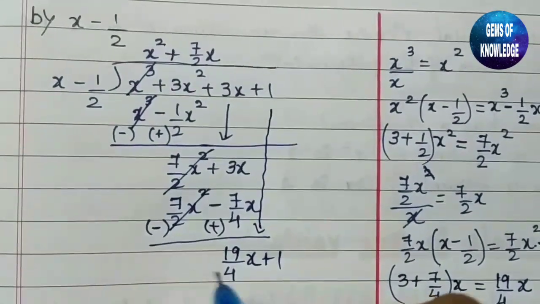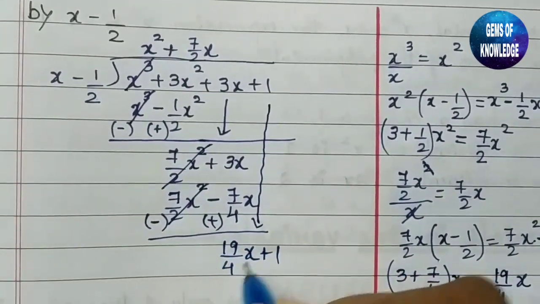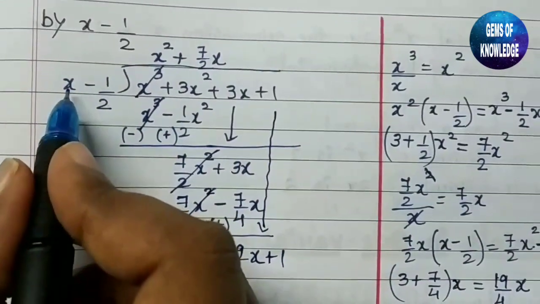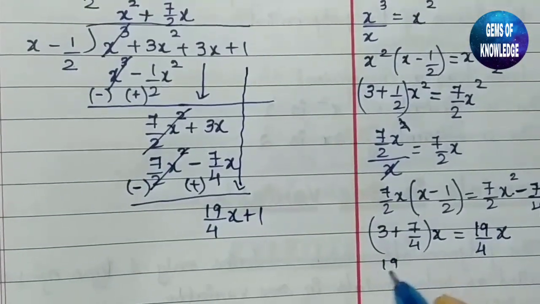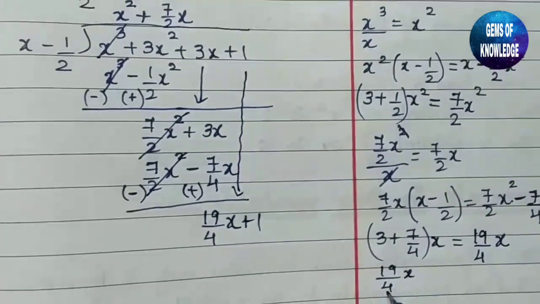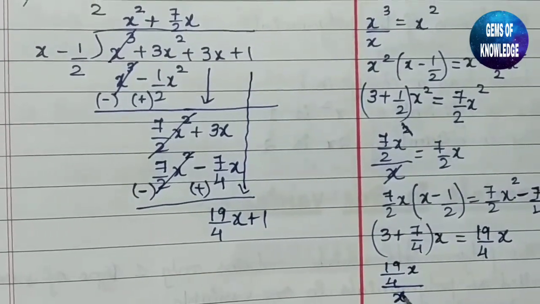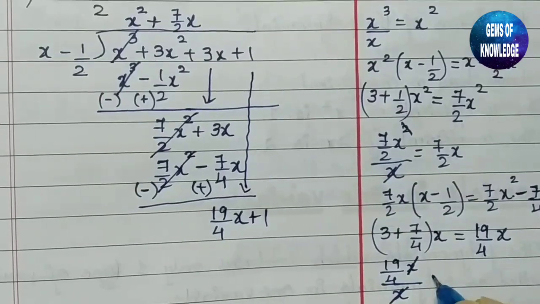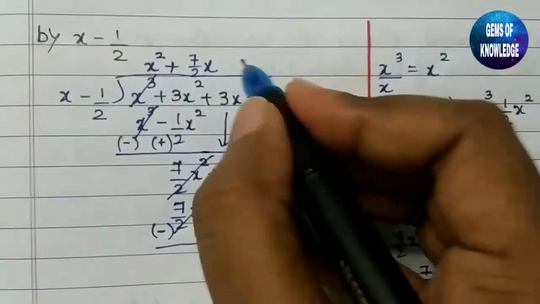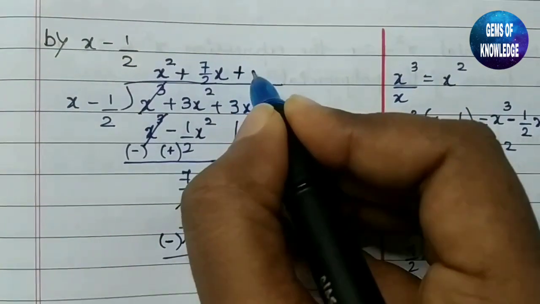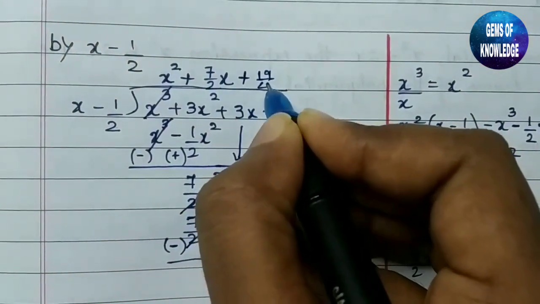Next, again this 19 by 4x must be divided by this x. So we will get 19 by 4x divided by again x. So this x and this x will be cancelled. What is remaining? 19 by 4 is remaining. So that we will write it here, that is plus 19 by 4.